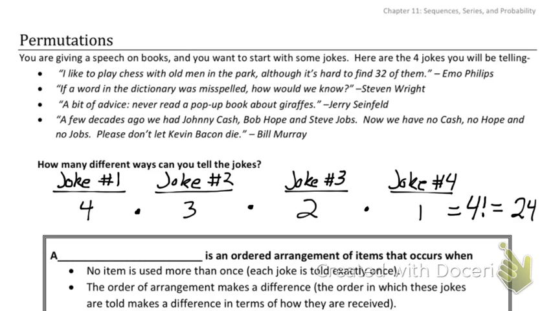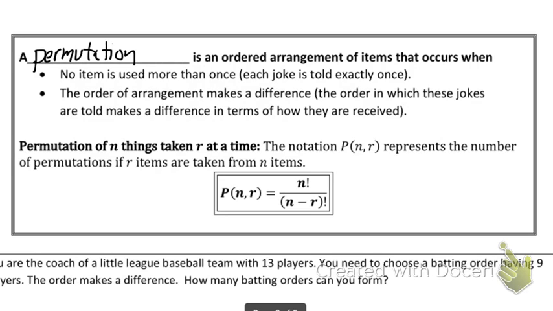However, if I only chose, let's say, 2 jokes, I would have just had 4 times 3, so it would change by how many jokes I'm going to tell. That's where the number of items is going to be important. We have to know how many total items we have and how many items we're going to choose from. It'll make more sense in the next problem.